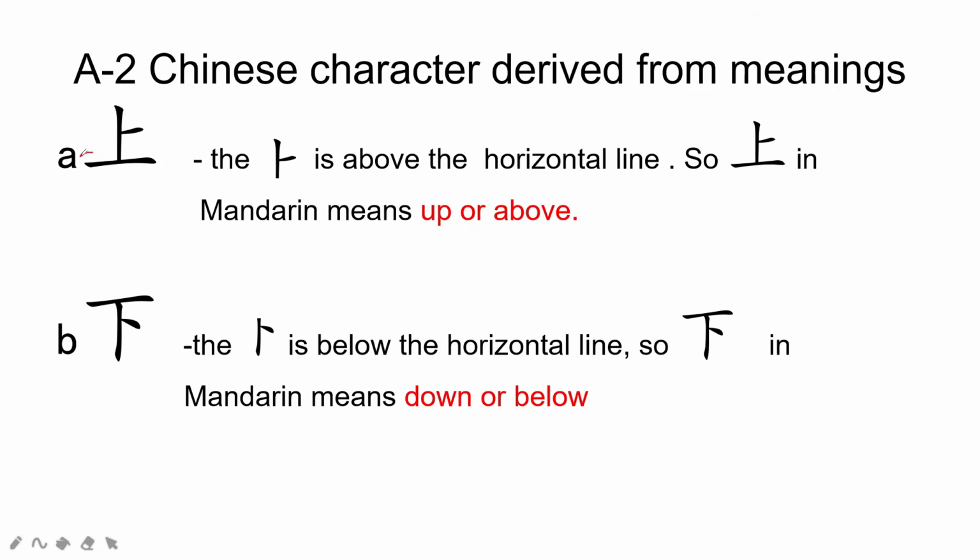Next, we have some more examples from the ideography that are put together by meaning. So this is the horizontal line, and this thing is above the horizontal line. So this word means up or above, pronounced as shang. Shang means up or above. And same thing, this is the horizontal line, and the other component is down or below the horizontal line. So this Chinese word is pronounced as xia. Xia means down or below.